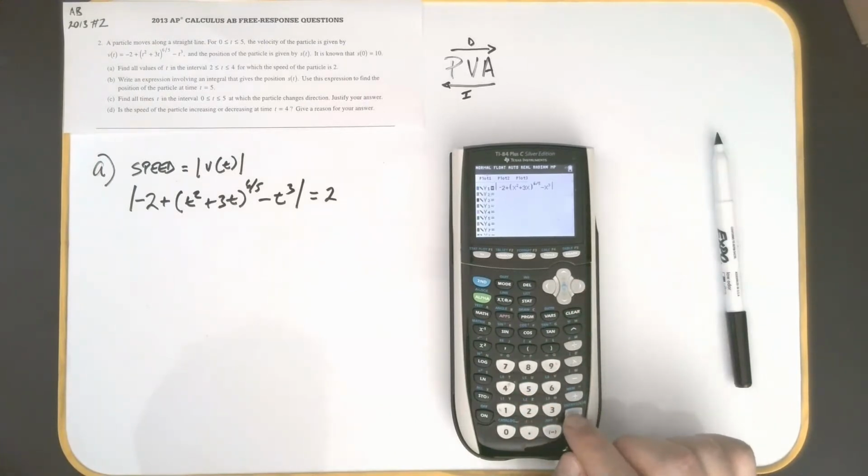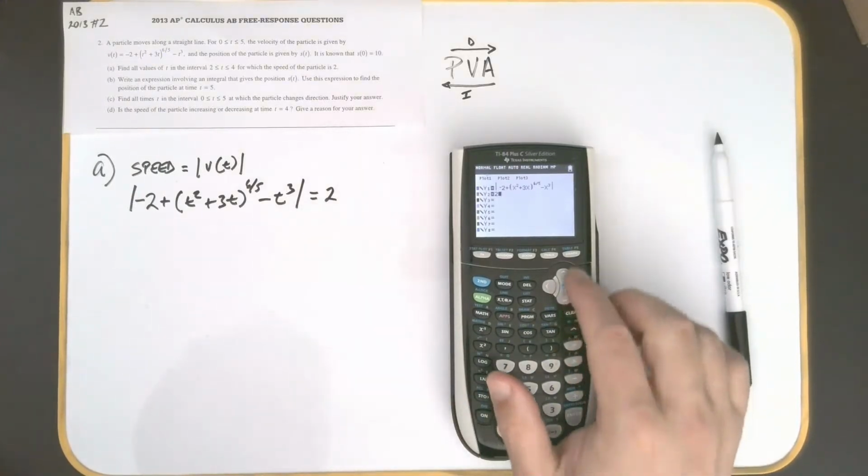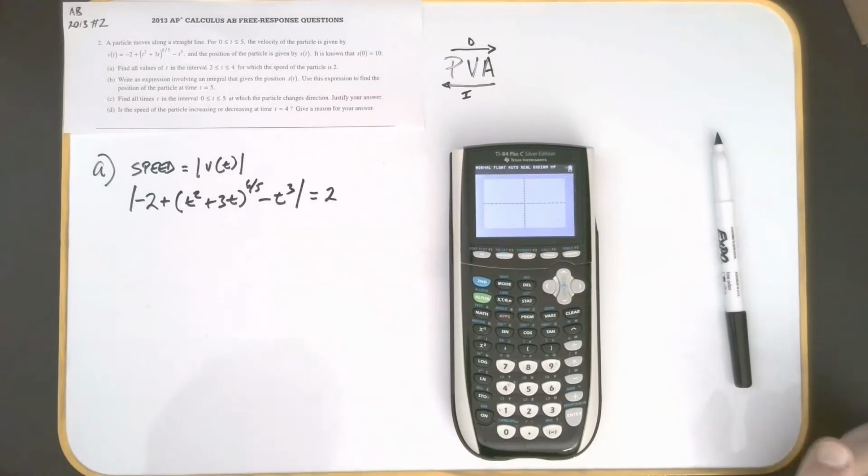And then the question is, when does that function equal 2? If we can just see where these two things intersect, we'll be in good shape. So I'm going to go to Z6 here, and we'll see what happens.